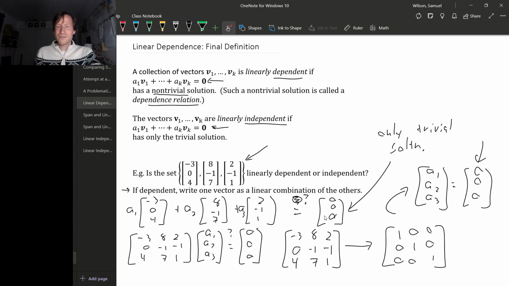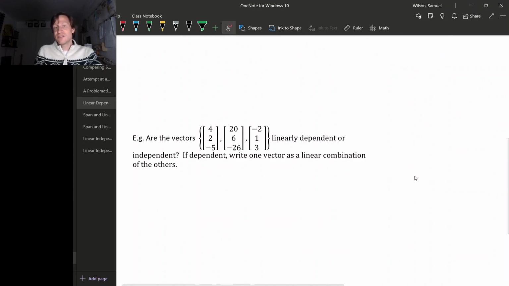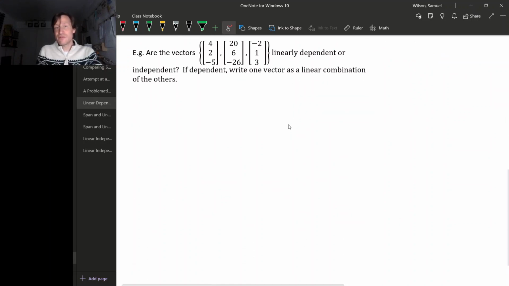Okay, but if the only solution to this equation is the trivial solution, then that's when we call these vectors linearly independent. So these three vectors are linearly independent. There is no dependence relationship between them. As a final example, let's check if these three vectors are linearly dependent or independent.